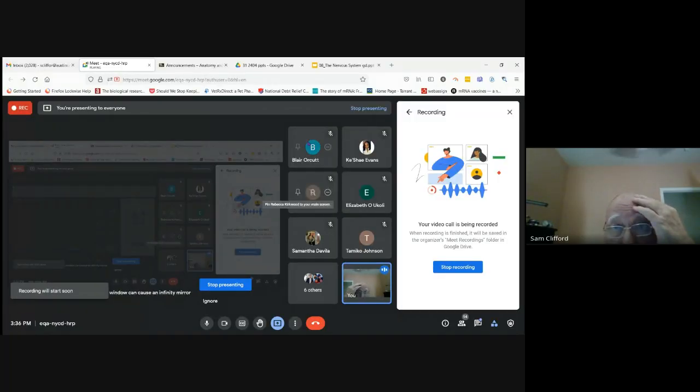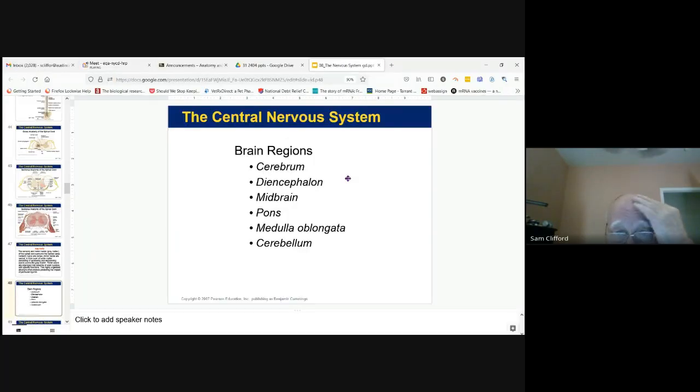Okay, so we're back to the PowerPoint. So the brain has the cerebrum or cerebral hemispheres. The layer just below the cerebral hemispheres is the diencephalon, where the thalamus and epithalamus are. The midbrain is below that, then the pons, the medulla oblongata, and the cerebellum.